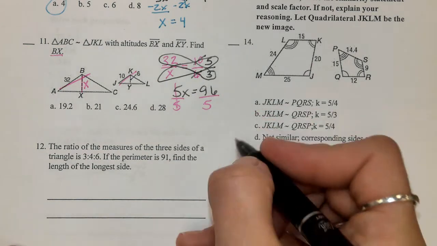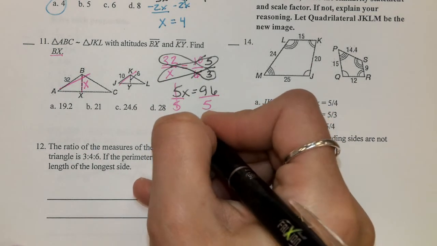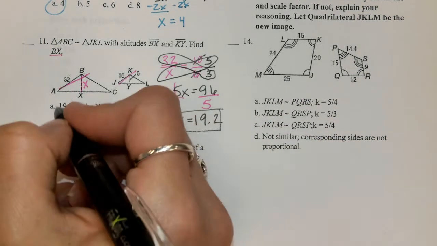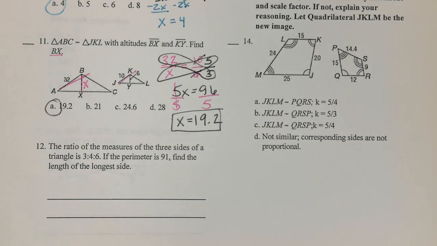And our x will come out to a decimal. It will come out to 19.2.